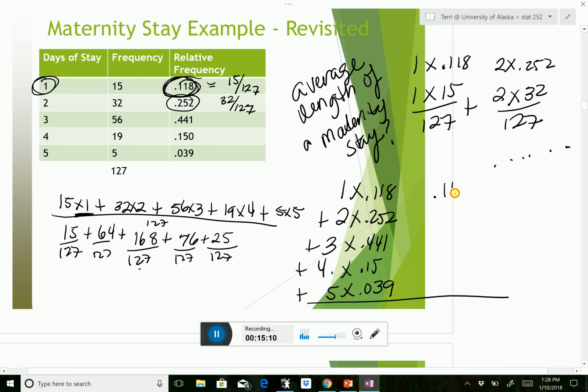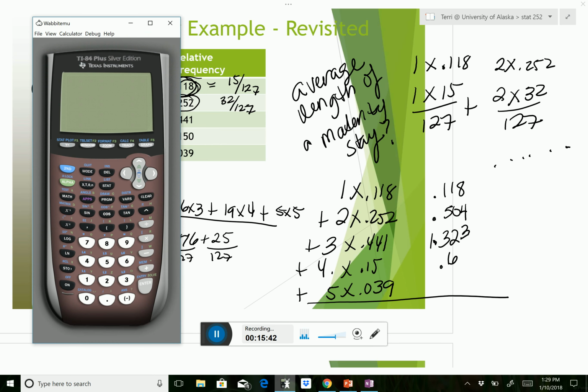So this is 0.118, 504, let's see, 3, right, okay. That one's 0.6, so it's pretty easy. And this one is, let's see, 5 to... I don't like that one. Not doing that one in my head very well. 0.195. Okay.